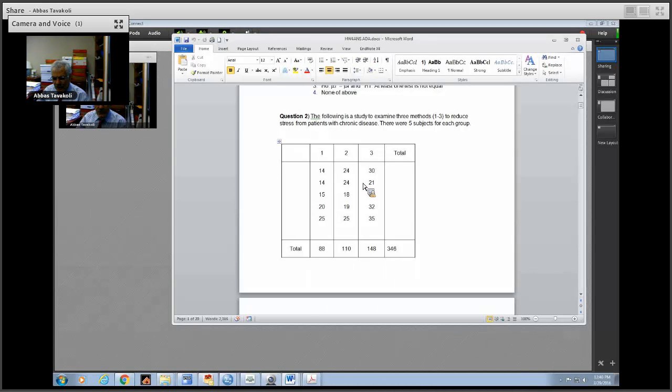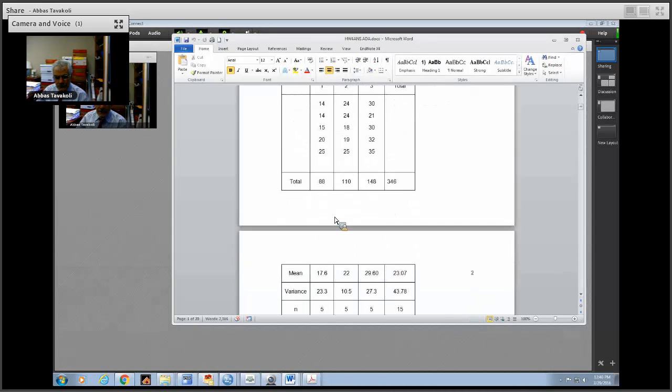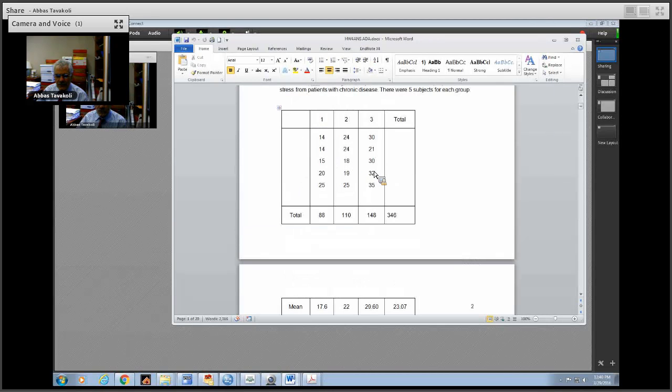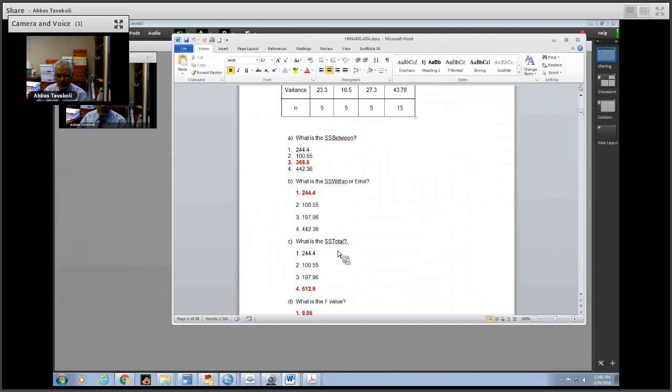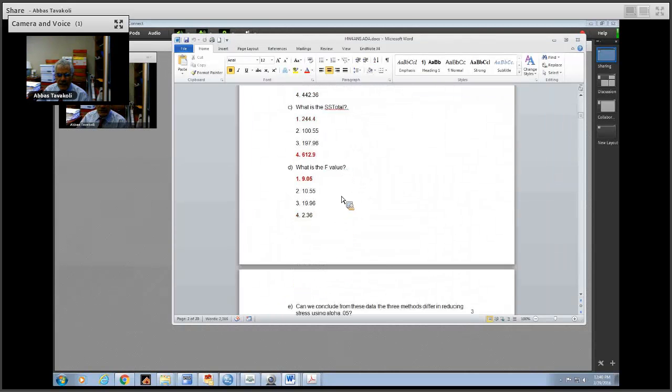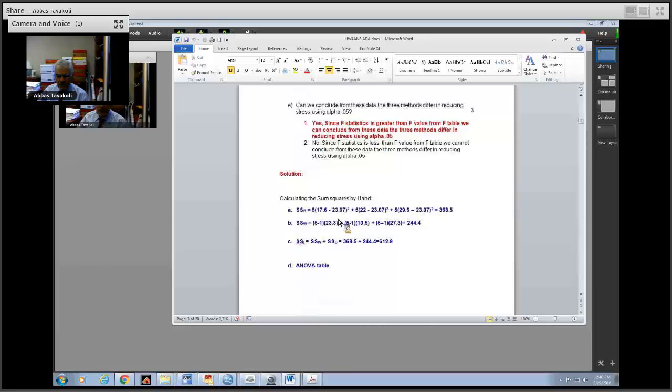Question 2, we have 3 treatments for reducing stress, and this is the information: 5 subjects for each group, and we have the total, means, and variance. I ask you to calculate sum square between, within, total, F value, and do the hypothesis testing.